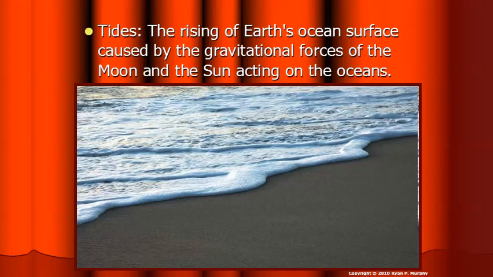Okay, so the next thing we need to talk about here is tides, and I'm sure you're aware of the idea that the tides have to do with the pull of the moon's gravity and all that kind of stuff, but we need to get into some more detail here. Now, first of all, one of the things that you should understand is that it's not only the moon's gravity that causes tides, but it's also the sun's gravity as well. Both the moon and the sun are pulling on the earth and pulling on the water of the earth, so they both play a role here. So tides are the rising of Earth's ocean surface caused by the gravitational forces of the moon and the sun acting on the oceans.